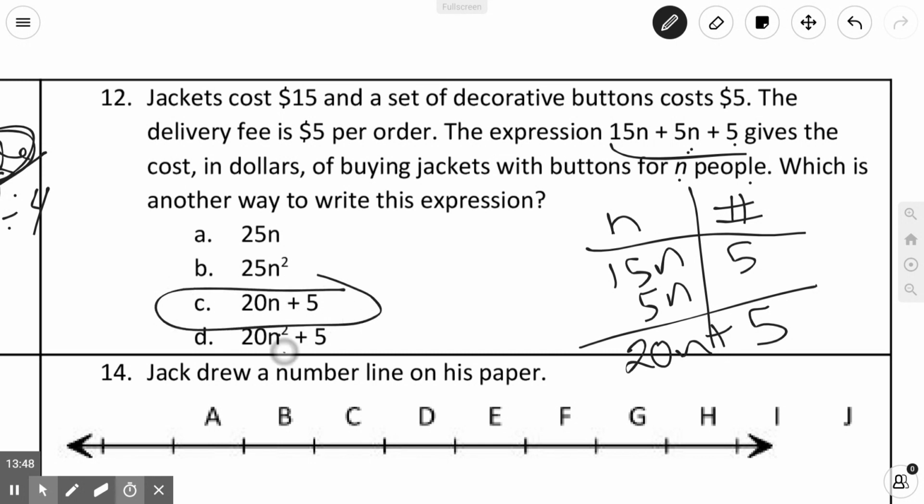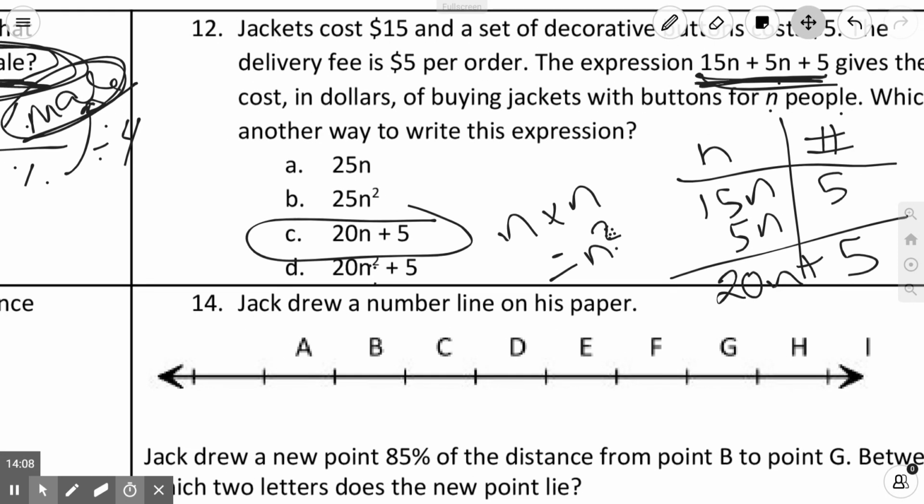Please do not add a squared. It's like, oh, there's 2 N's, so I'll add a square. That's not how that works. The squared only happens when you have N times N is equal to N squared, because squared is repeated multiplying. This is adding, not multiplying.